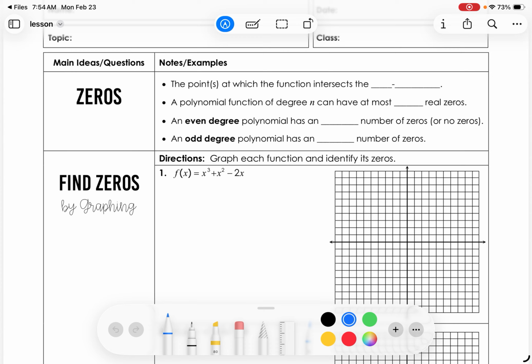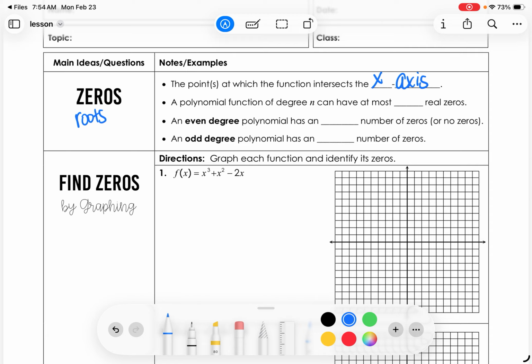So you need to find this page in your notes. This is lesson 4 on roots and zeros of a polynomial and multiplicity. So the point where the function intersects the x-axis is known as your zero. We know that. Sometimes it's also called roots. Zeros or roots are where your function intersects the x-axis.